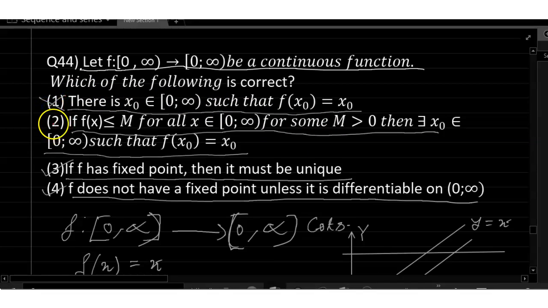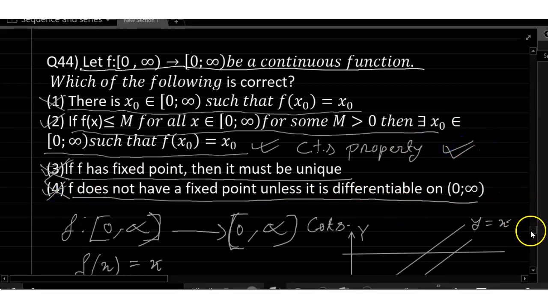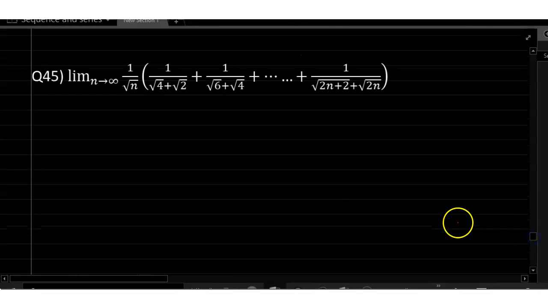If f(x) is greater than or equal to m for all x belonging to 0 to infinity for some m greater than 0, then there exists x0 such that f(x0) is equal to x0. This is correct because of the continuity property. If f has a fixed point, then it must be unique. It is not correct. F does not have a fixed point unless it is differentiable on 0 to infinity. This option is not correct. So only one option is correct. Number 45.